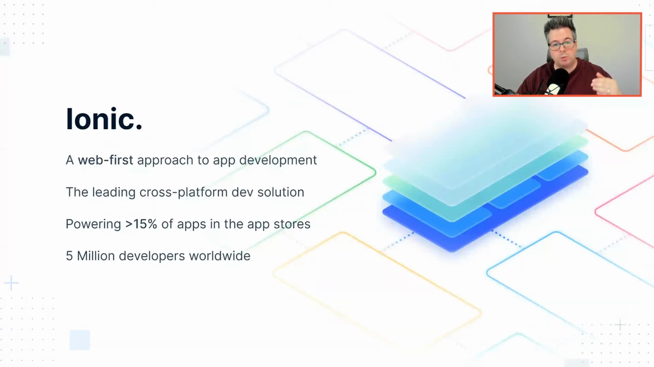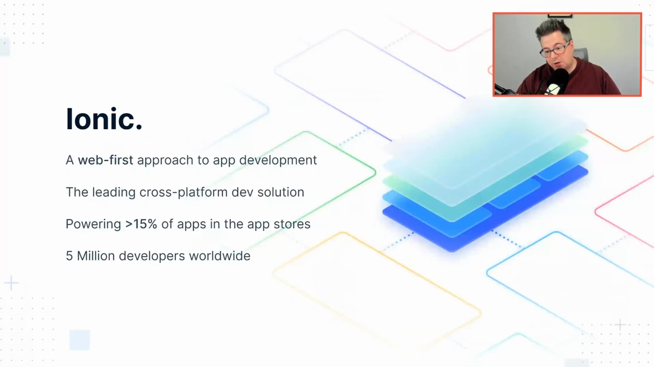Because again, we're one of the few companies that actually is dedicated to this in its entirety and empowering web developers to do really great things. As a result, we've got over 15% of apps in the app stores today that are powered by Ionic's technology, and hundreds of thousands of apps that are used in internal business use cases and beyond. So many, many more beyond just the public app stores. As a result, we've worked with over 5 million developers worldwide that use and love our technology.